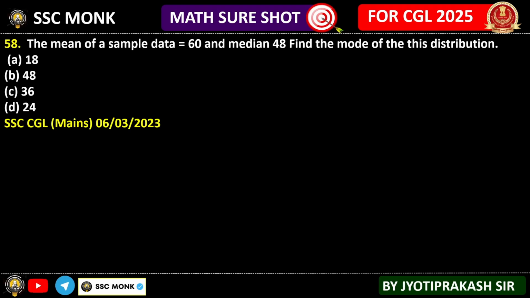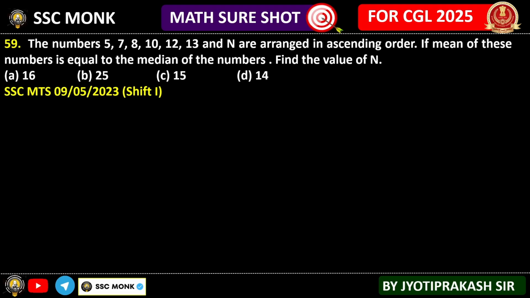Find the mode of this distribution. See, empirical formula, mode is equal to 3 median minus 2 mean. 3 into median, 48 minus 2 into 60, that is equal to 144 minus 120, that is equal to 24. Answer option D. Next, the numbers, these are arranged in ascending order.